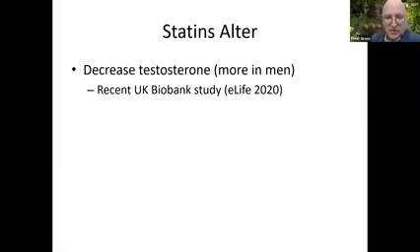So this is something that I found looking for information, the latest on this, because I hadn't touched it in a couple of years. So there's a UK Biobank study simulating statins in patients and in people in the UK Biobank, which is 500,000 people, and they suggest that statins decrease testosterone and they decrease it more in men. You can read that study; it's kind of interesting.